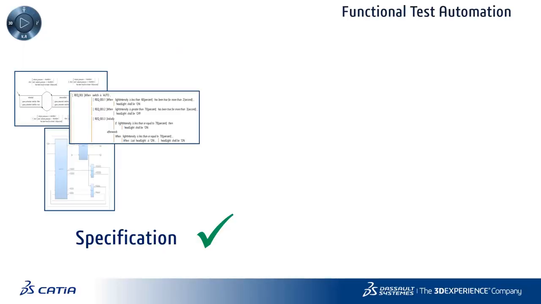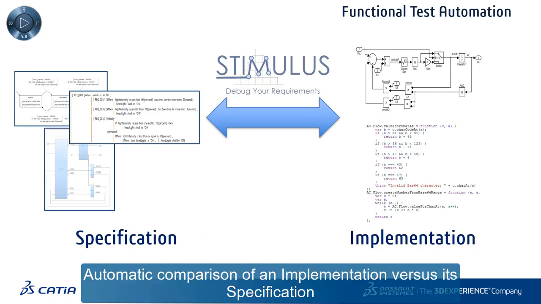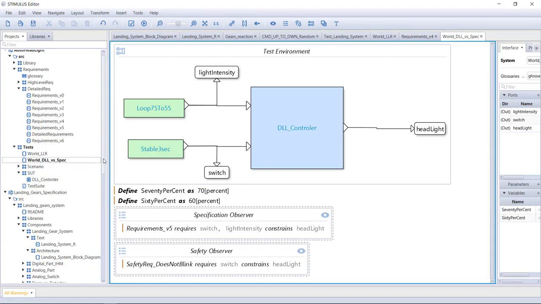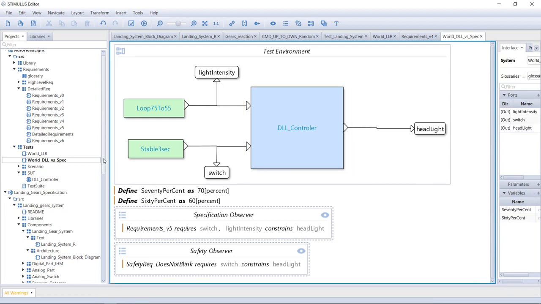When a sufficient level of confidence is achieved, the specification can be used for development. Once a design model or some code has been developed, it can be tested automatically in Stimulus. Simply drag and drop the compiled code or an FMU instead of the specification and use the latter as an observer. Here we have a second observer containing a safety requirement.